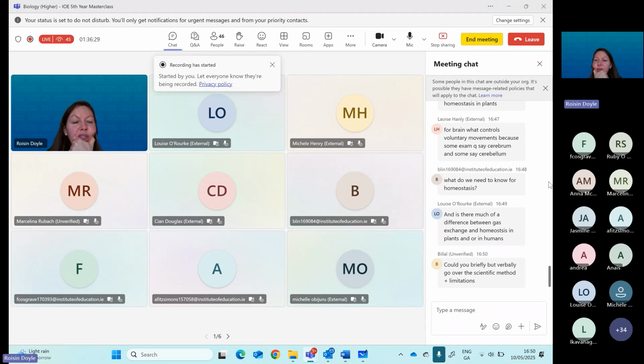Is there much of a difference between gaseous exchange and homeostasis in plants and in humans? Gaseous exchange in humans occurs at the alveoli of the lungs. I'm not too sure what this question means, but gaseous exchange occurs at the alveoli of the lungs by diffusion. Gaseous exchange occurs at the stomata or at the lenticels in a plant. And they all contribute to homeostasis.